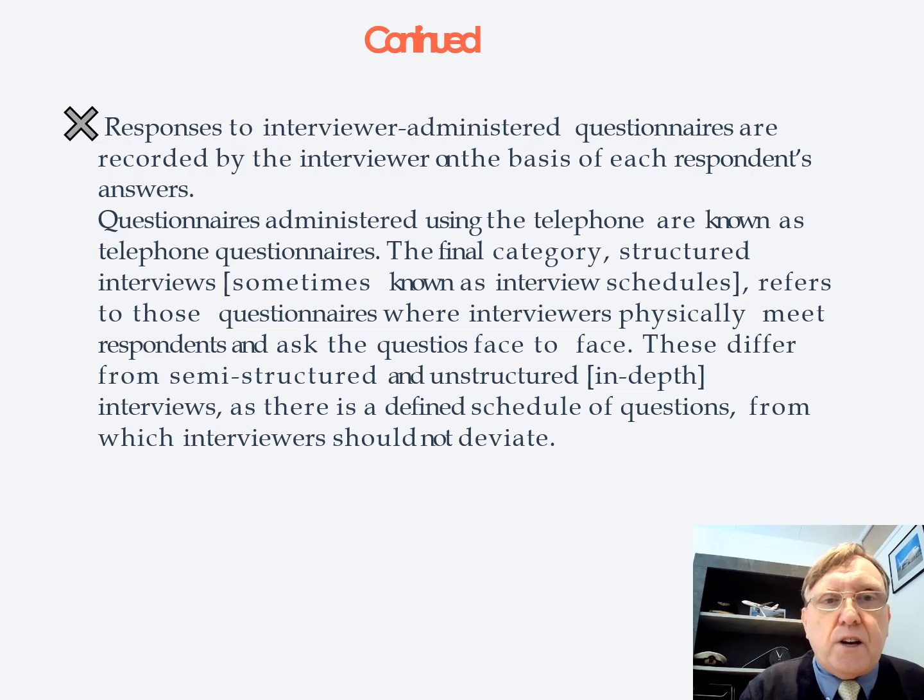Responses to interviewer-administered questionnaires are recorded by the interviewer on the basis of each respondent's answers. Questionnaires administered using telephone, surprisingly enough, are known as telephone questionnaires. The final category, structured interviews or interview schedules, refers to those questionnaires where interviewers physically meet respondents and ask them the questions face to face.